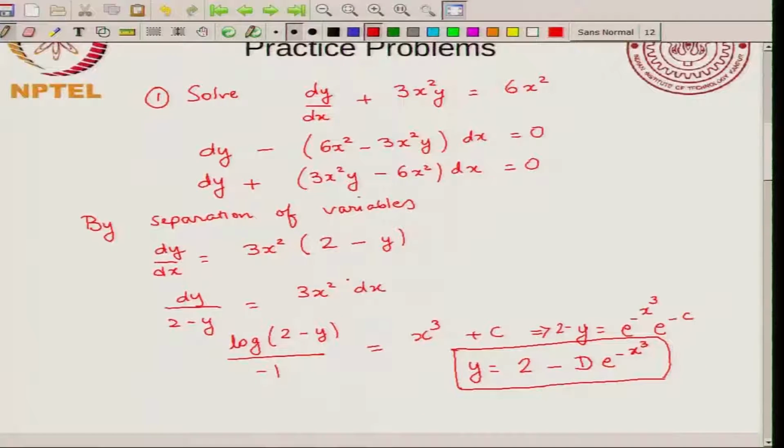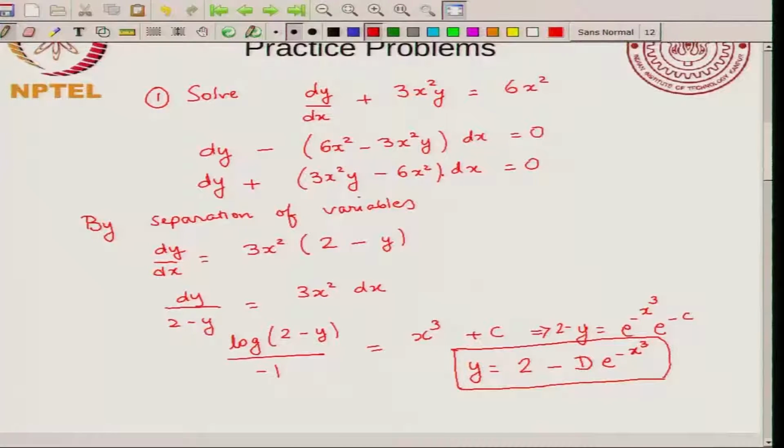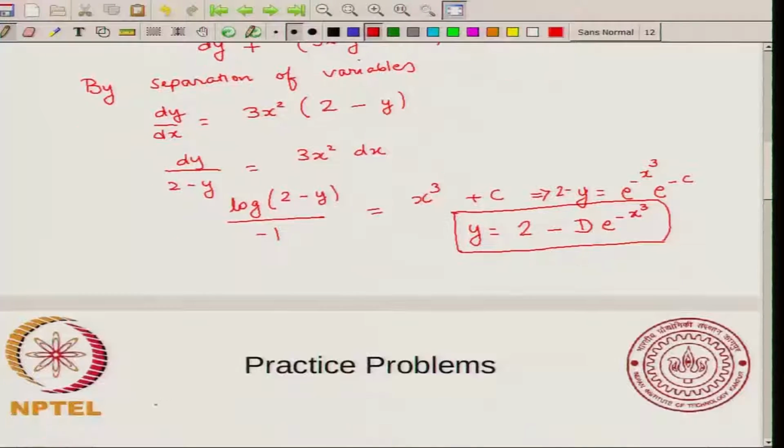In order to do this I will write the differential equation in this form: dy plus 3 x square y minus 6 x square dx equal to 0. So, let us rewrite this again. I will take the right hand side, that is 3 x square y minus 6 x square dx plus dy equal to 0.